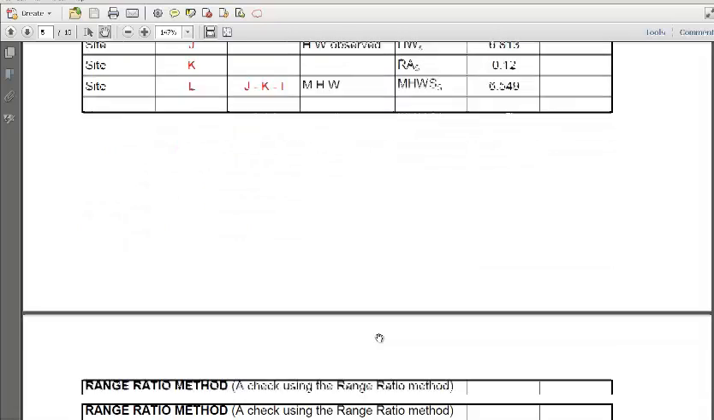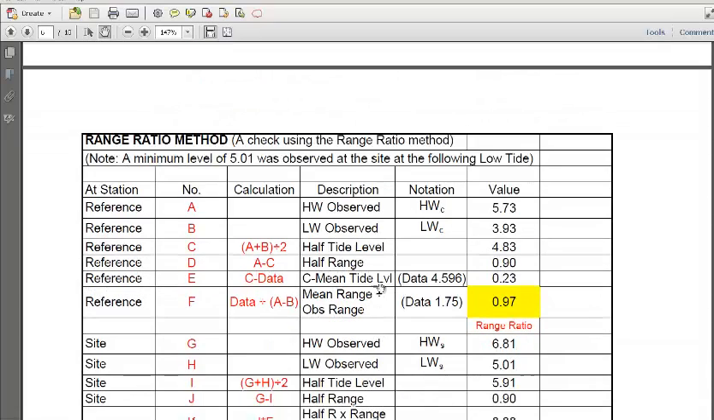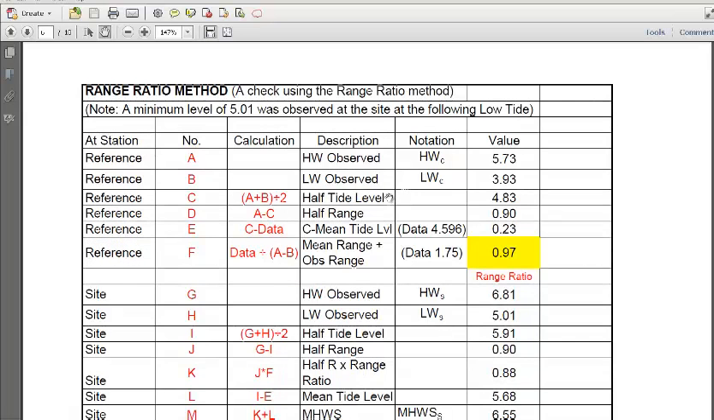Okay, we are now going to check our calculation using the range ratio method, and in the range ratio method we need to have another observation, and this is one that we've done. A minimum level of 5.01 was observed at the site, the same site, at the following low tide. So here it is. There's our high water observed, which we've got before. Our low water observed again from the Tauranga tide gauge gives us our half tide level, our half range, this little piece of information here, and that enables us to determine our range ratio.